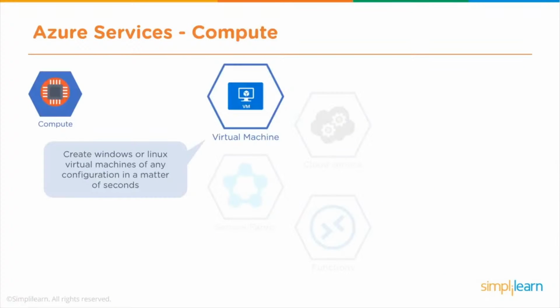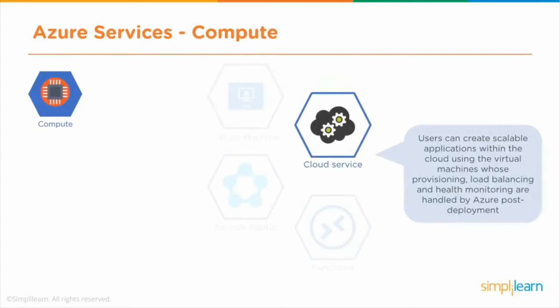So first, let's start with the compute services. First, virtual machine. With this service, what you're getting to do is to create a virtual machine of Linux or Windows operating system. It's easily configurable. You can add RAM, you can decrease RAM, you can add storage, remove it. All of it is possible in a matter of seconds. Now let's talk about the second service, cloud service.